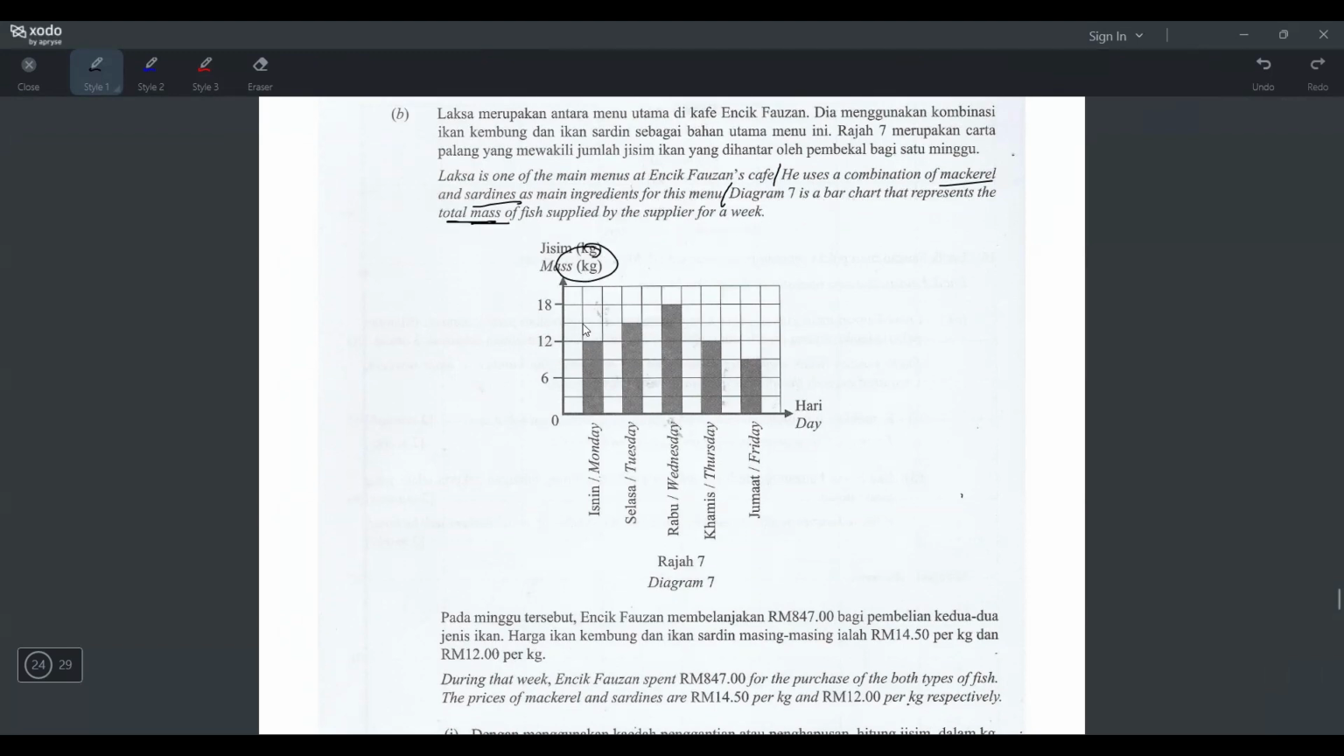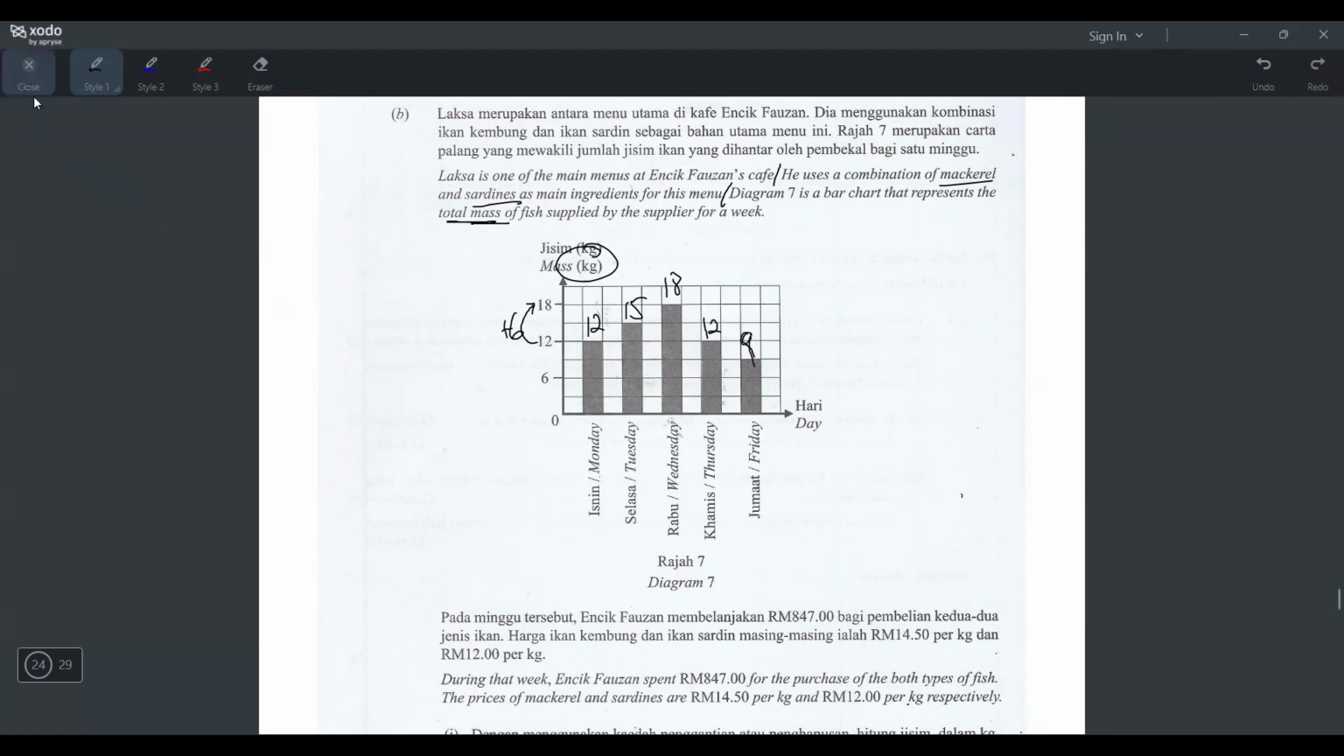Okay, let's read this bar chart. This one is 12 kg. Monday 12 kg. Tuesday the total mass is 12 plus. Okay, 12 nak jadi 18 kena plus 6. But you only tambah satu kotak saja. So plus 3 lah. So what is 12 plus 3? 15. Okay, here is 18. And then here is 12. Okay, just baca saja. This one is 6 tambah satu kotak. Satu kotak is plus 3. So 6 plus 3 is 9.